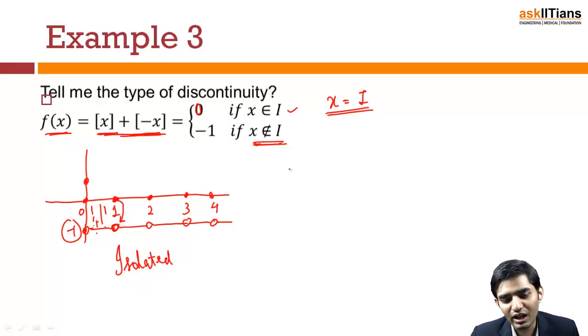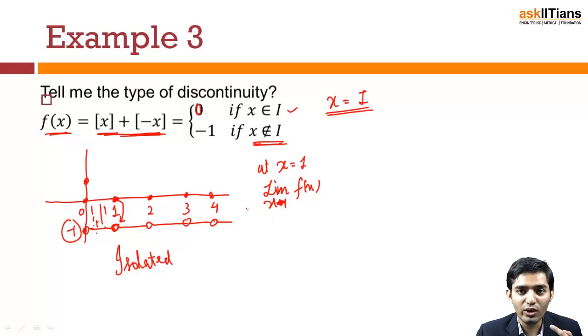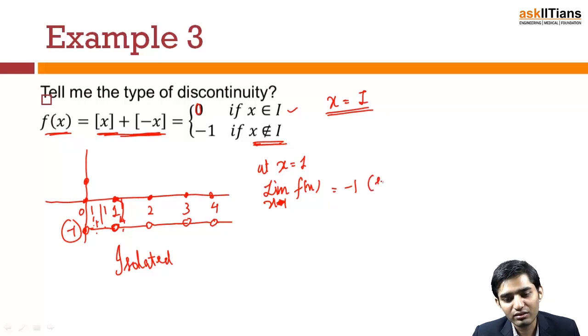If I talk at x equal to 1, what is the limit of f(x) at x equal to 1? At x approaching 1, I will check for x equal to 1 plus and x equal to 1 minus. So at 1 plus the value is minus 1, and at 1 minus also the value is minus 1. So the limit exists. So it will be a removable type discontinuity, right?